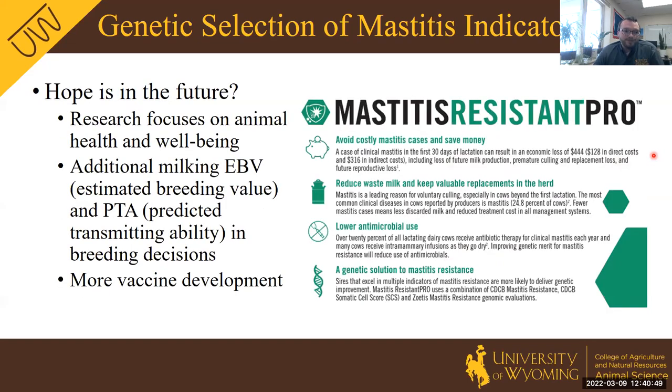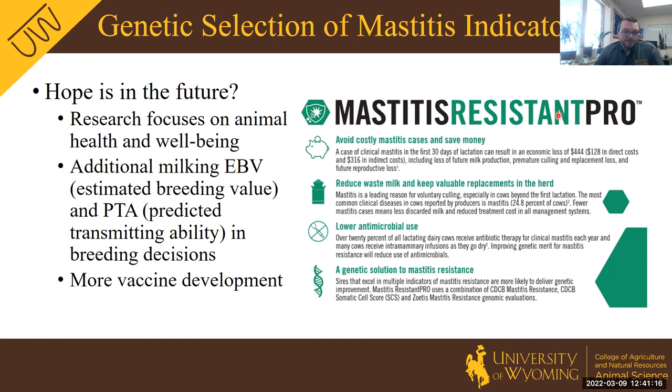So is there hope in the future? Well, there's quite a bit of research going on that focuses on animal health and well-being. Our research group has looked at mastitis and animal health and well-being as it relates to ovine mastitis. And our friends in the dairy cattle industry are beginning to use more mastitis and mammary health traits to improve their herd genetics. Some breeders are utilizing these mastitis-resistant proven sires.